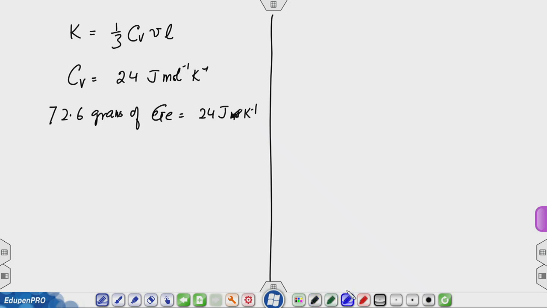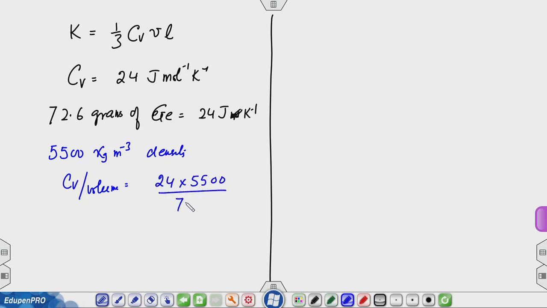To convert to per meter cubed, I will take 5500 kg per meter cubed as the density. So, Cv per unit volume is therefore going to be 24 times 5500 divided by 72.6 times 10 raised to minus 3 to convert into kilograms. And then I can write my formula K, which is given to be 80, is equal to 1/3 times 24 times 5500 divided by 72.6 times 10 raised to minus 3. And v, we are going to take speed of sound, that's 4500, and L is what I want to find out.